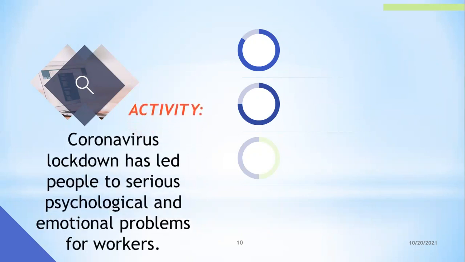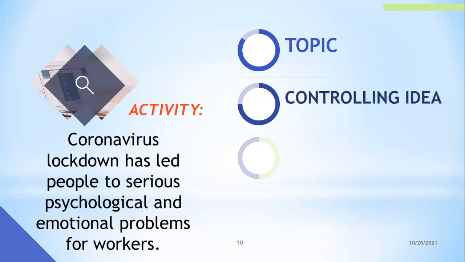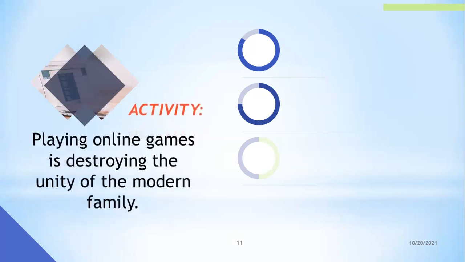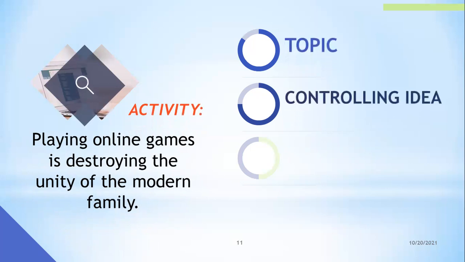This one is for your activity found in your Google Classroom. We have here, coronavirus lockdown has led people to serious psychological and emotional problems for workers. Now, you are going to spot the topic, the controlling idea, and the subtopic. Activity 2, playing online games is destroying the unity of the modern family. Where is the topic, the controlling idea, and the subtopic?